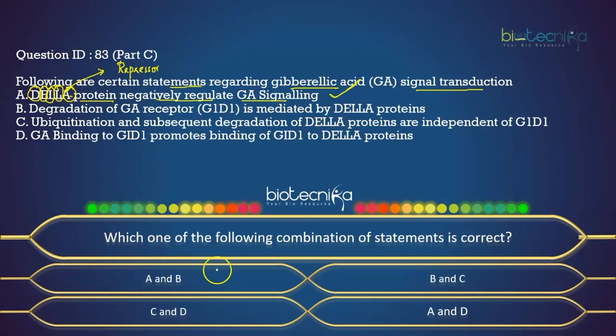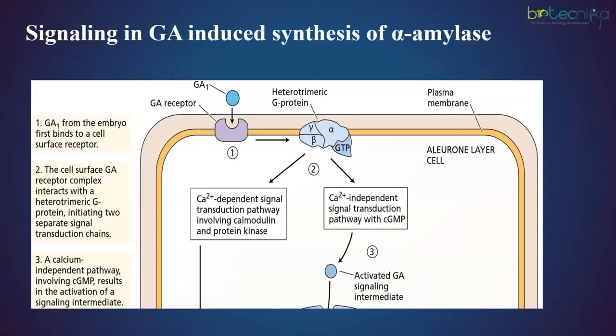So where are you seeing A? Yes. So we will eliminate this option and this option. So we have to find out whether it's B and D. So let's understand: degradation of GA receptor is mediated by DELLA proteins. Let's understand the pathway and then come here. Okay, let's go for this.